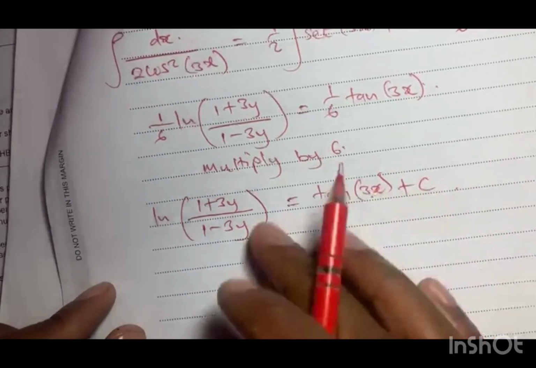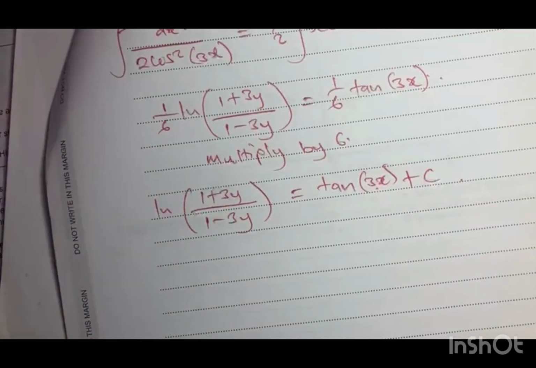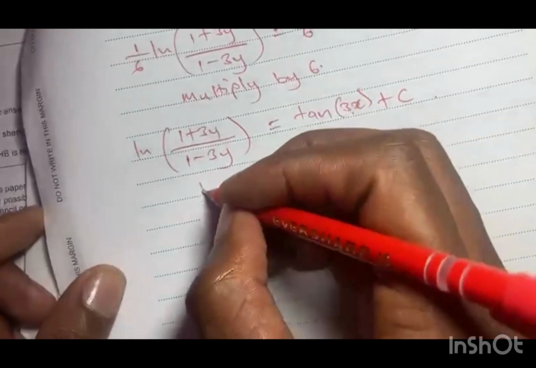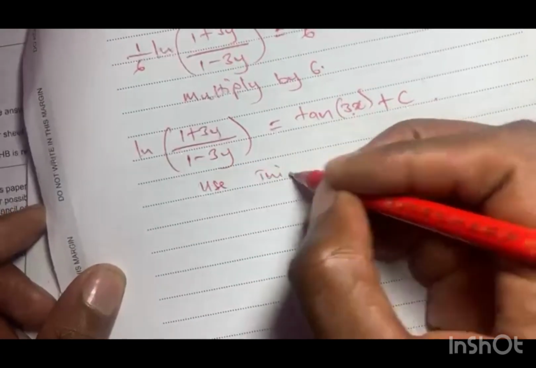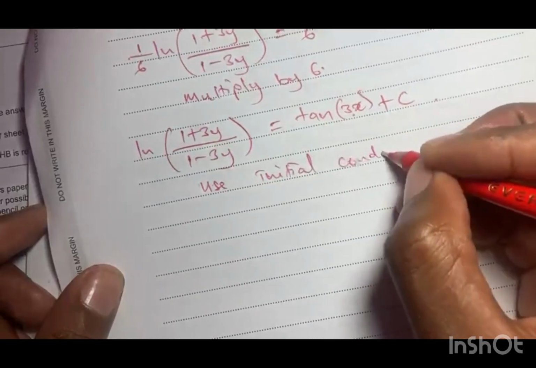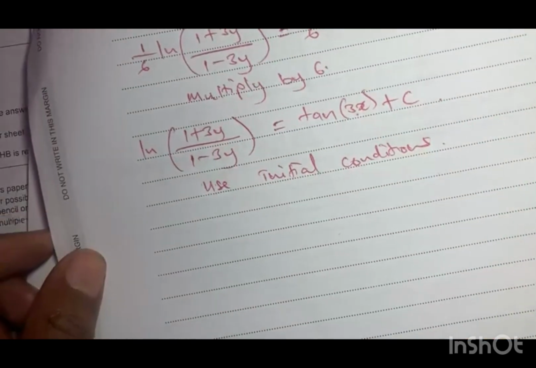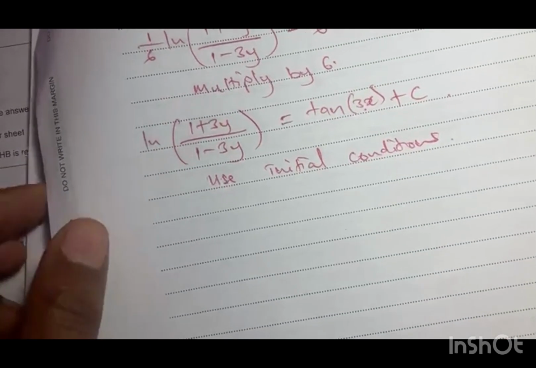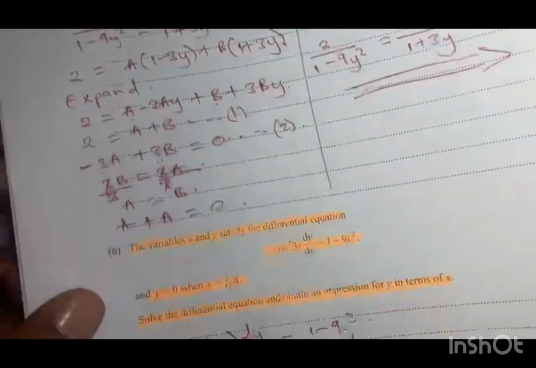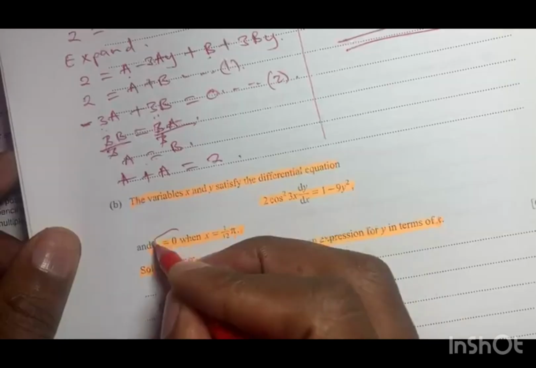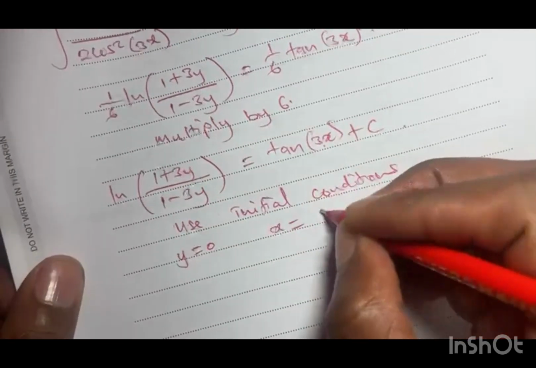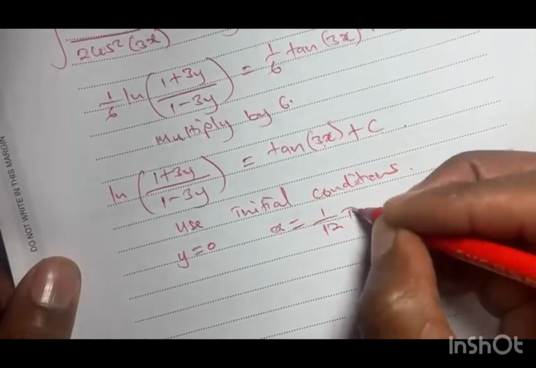Actually, I need to use the initial condition so that I can find the value of c. So I'll use the initial conditions. To use the initial conditions, I'm simply going to recognize that our question had told us that y is equivalent to 0 and x is equivalent to 1 over 4 pi.